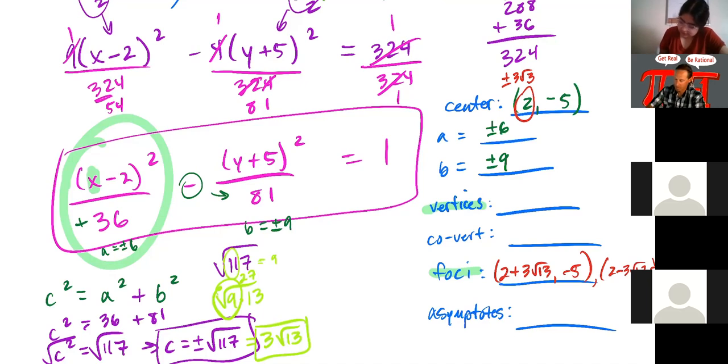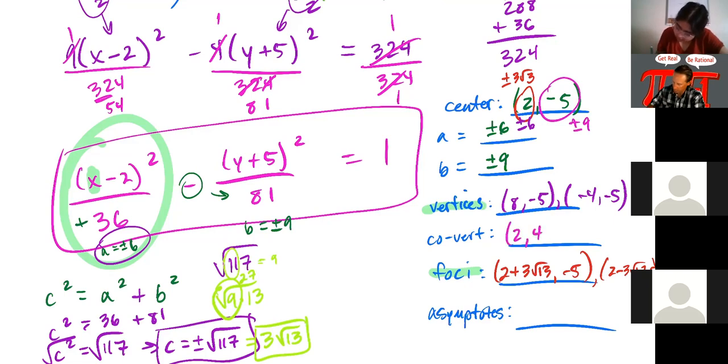My vertices. Those would be done also in the x by a distance of A. So I would be going plus and minus 6 from there. So my vertices would be 8 comma negative 5 and negative 4 comma negative 5. My co-vertices would be done in the y direction with a plus and minus of 9. So 9 minus 5 would be 2 comma 4 and 2 comma negative 14.